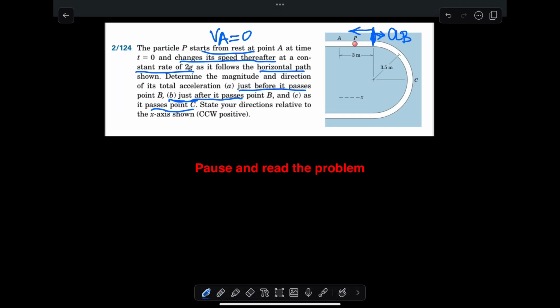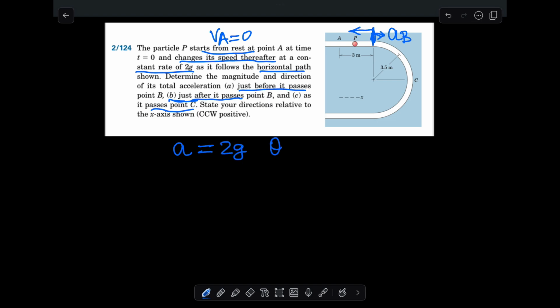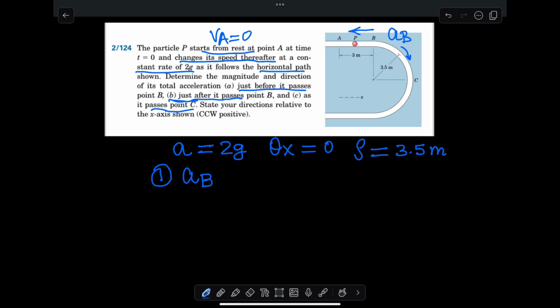In this problem, the particle P starts from rest and the acceleration is given as 2g, which is constant in the horizontal direction. So in this case, we can say that a is equal to 2g and theta is the angle with respect to x. We can also see that the radius of curvature is 3.5 meter. So we have to find the acceleration just before the point B.